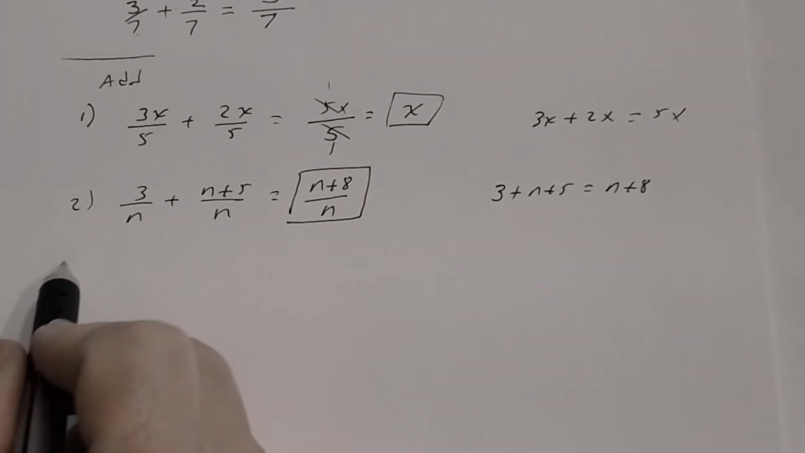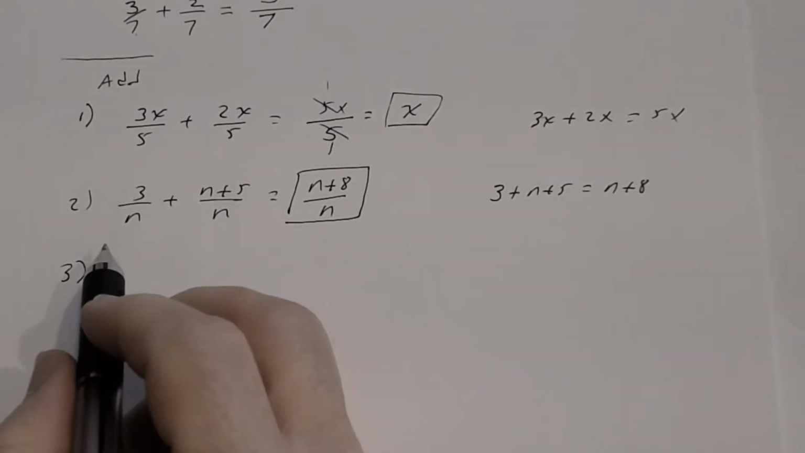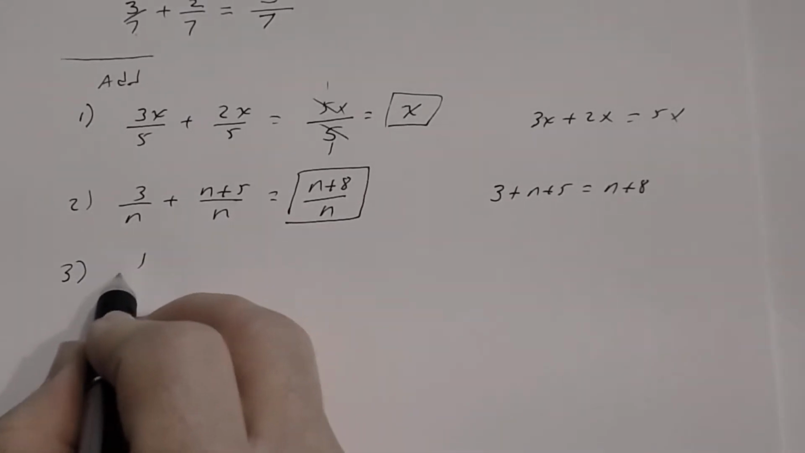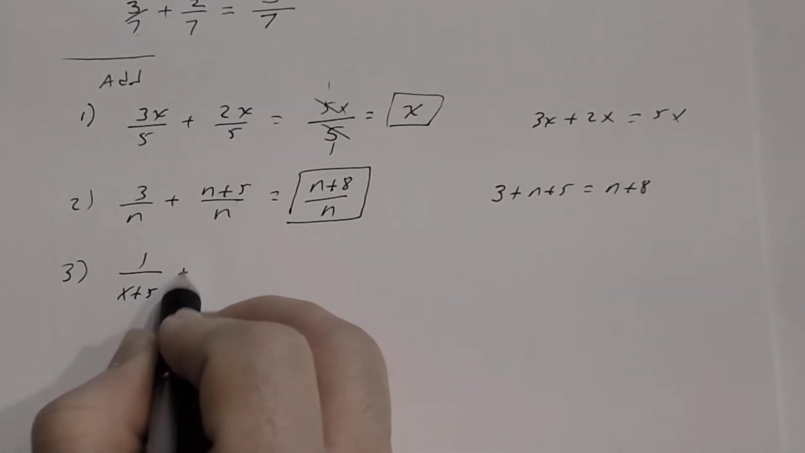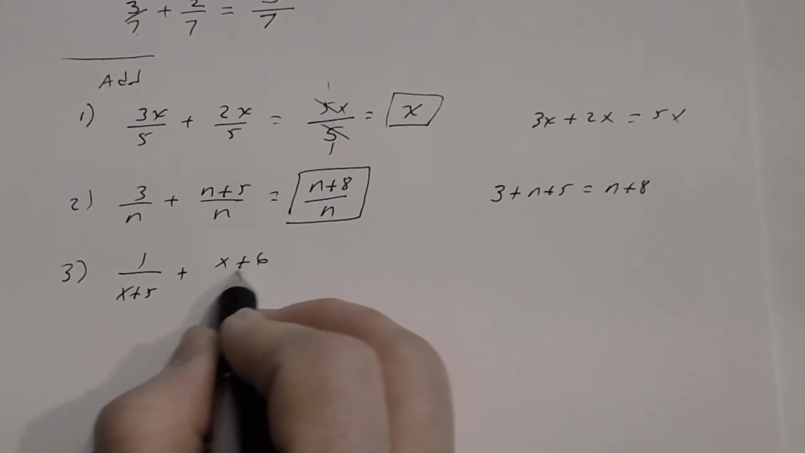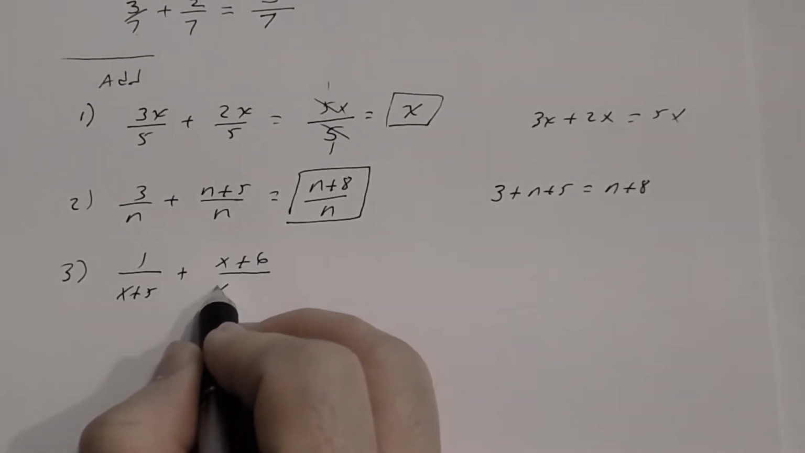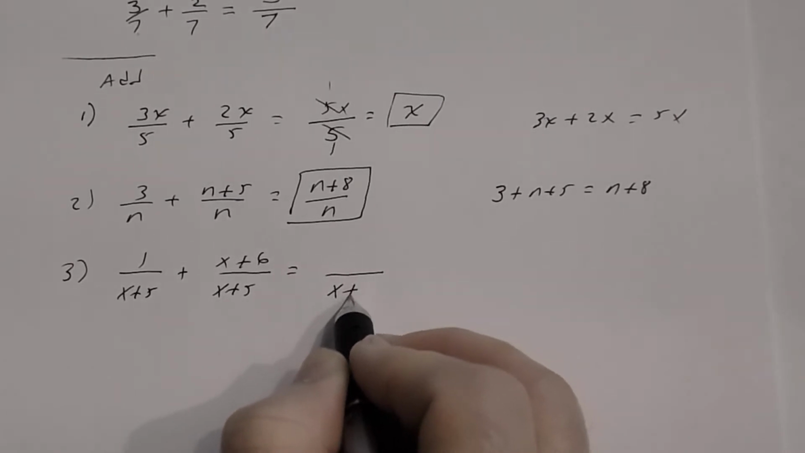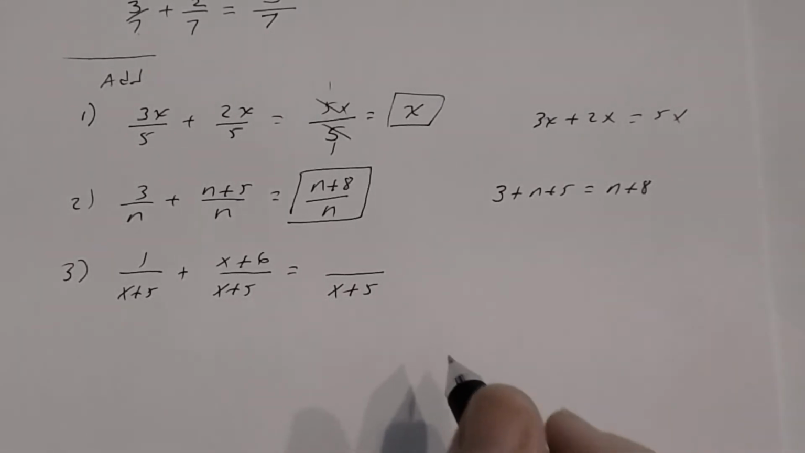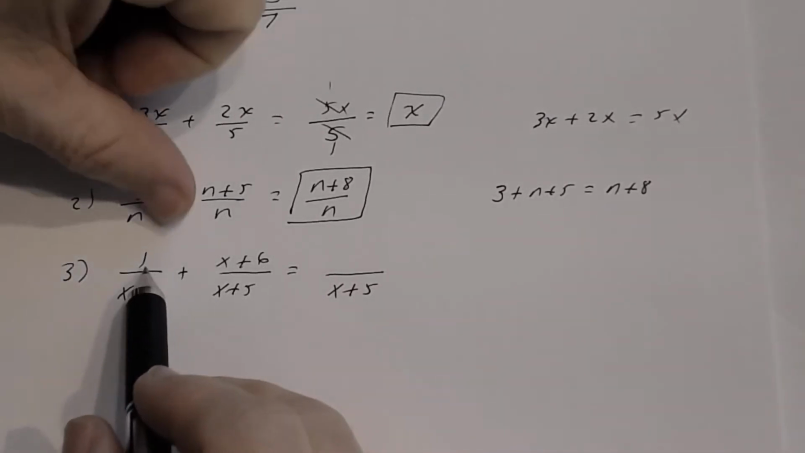Okay, number 3. Let's suppose number 3, we have 1 divided by x plus 5 plus x plus 6 divided by x plus 5. Again, the denominators are the same, so I'm going to write this as one rational expression with that denominator. All I have to do now is add their numerators.